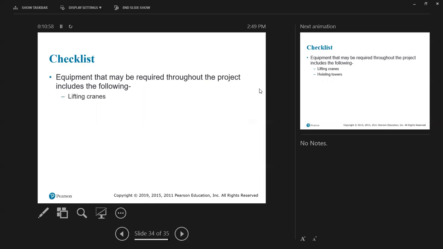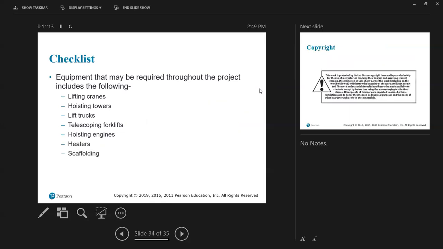Some of this equipment includes lifting cranes, hoisting towers, lift trucks, telescoping forklifts, hoisting engines, heaters, scaffolding, and the list goes on and on. But it makes more sense to have them with us, so we don't have to pay for them every time we start a project, because it's actually more feasible to do so instead of putting them always on the craftsmen, and then they have to charge us in return for cash equivalent and cash allowance.